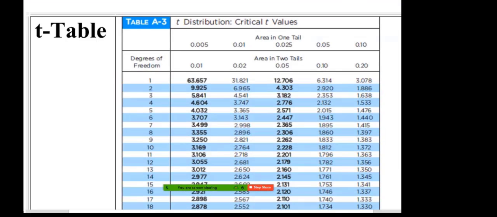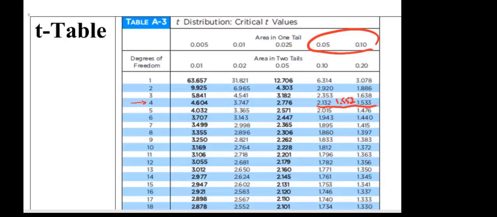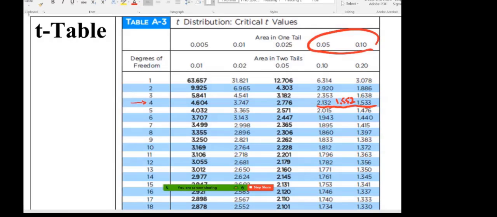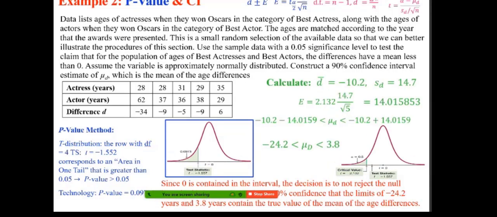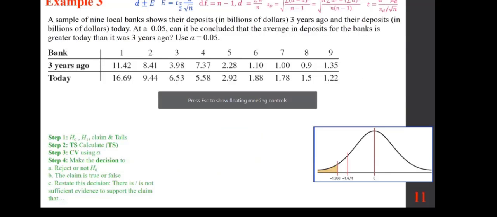Degrees of freedom was n minus 1, or 4, and the number 1.552 is in between. Area in one tail is larger than 0.05, according to this table. And that's exactly what we got. But I just want to make sure that we've been exposed to reading the table. Using technology or using the table, you come up with the same result. So clearly the p-value is larger than 0.05, and you therefore come up with the same decision as you made here. Do not reject H0. Let's go to the next example.